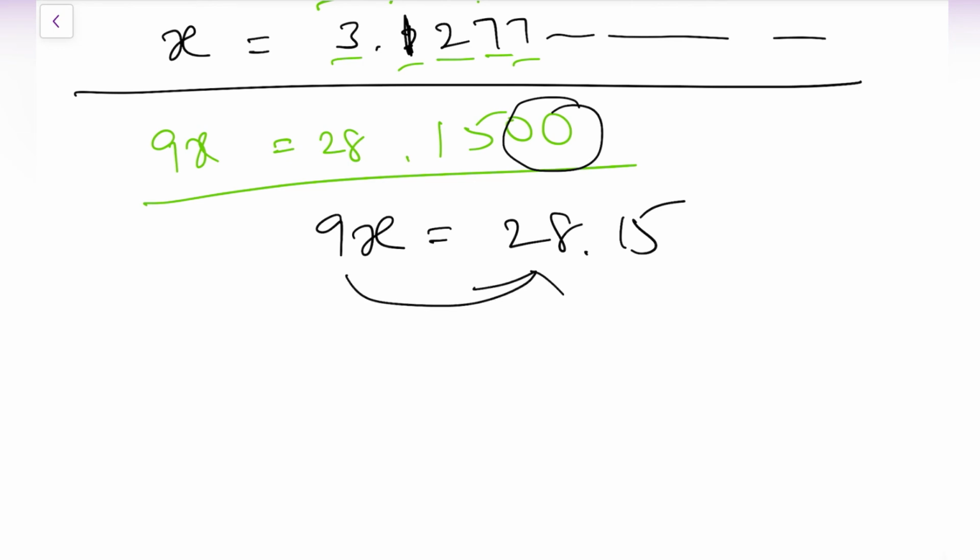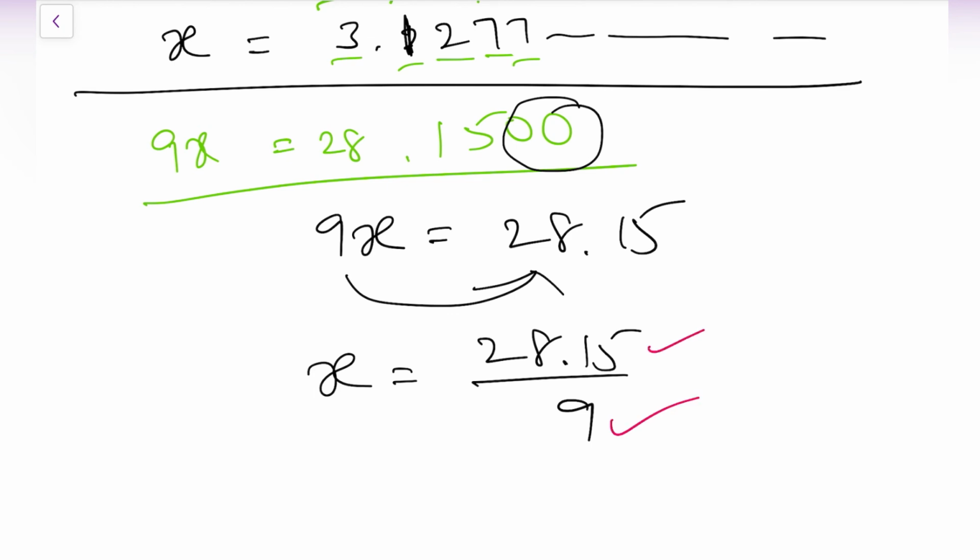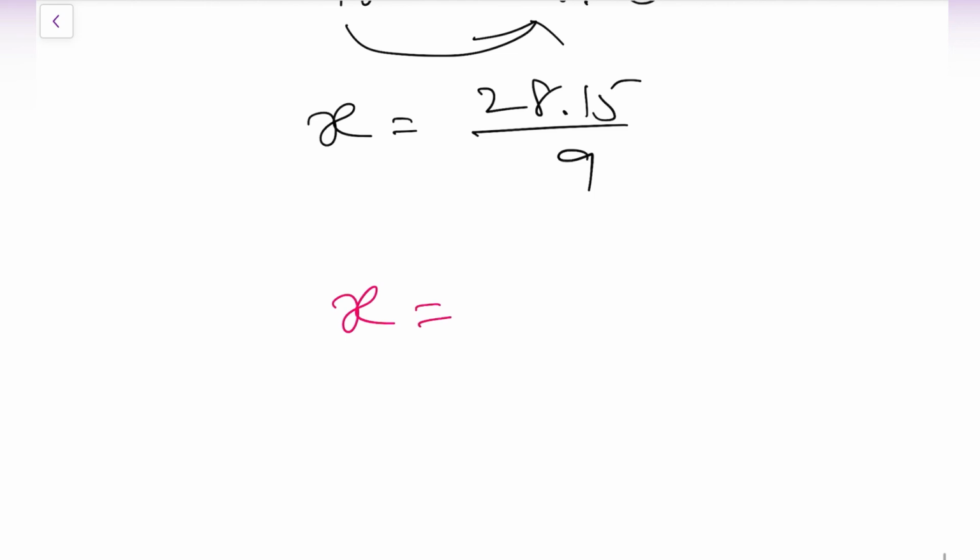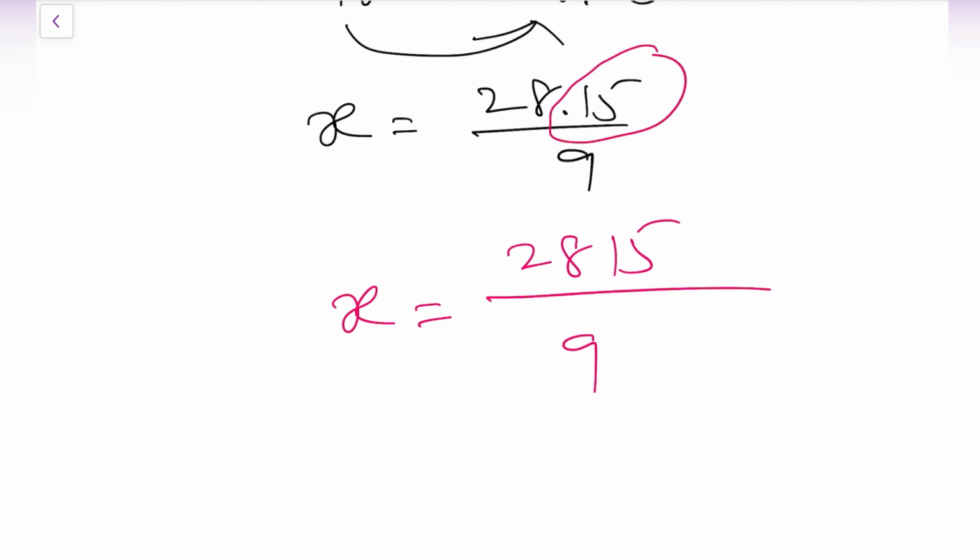We want the x value, so take 9 to the right side. Then x equals 28.15 divided by 9. According to the definition, rational numbers are in the form p by q, where p and q both are integers. If we observe the numerator clearly, 28.15 is not an integer because it is a decimal. So we need to convert the decimal to an integer again. Remove the decimal and write the numerator as it is, 2815 by 9. Now after the decimal two digits are there, so in the denominator keep those two zeros.